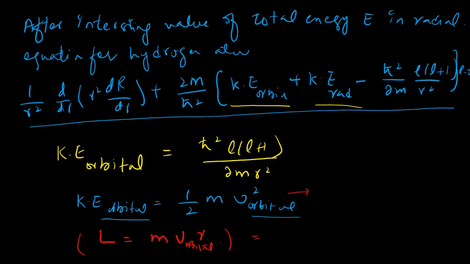If we square this equation, our equation will become L squared equals m squared v orbital squared r squared. So from here, v squared will be equal to L squared over m squared r squared. So we can put this value of v squared into the equation of kinetic energy.